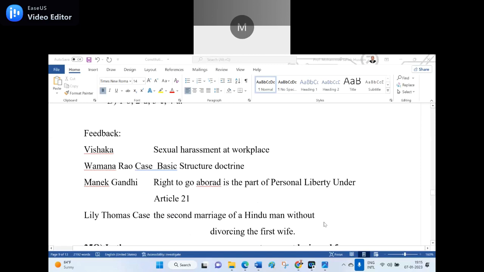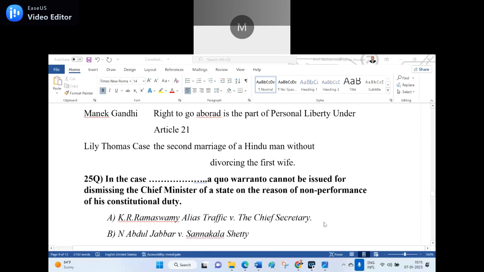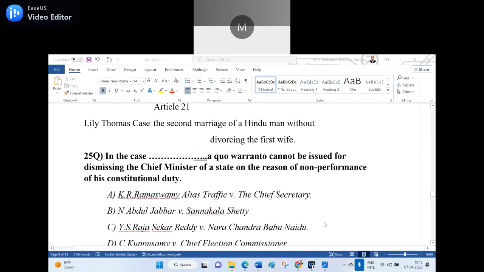Vishaka, sexual harassment at workplace. Vaman Rao case, basic structure doctrine. Menaka Gandhi case, right to go abroad, Article 21. Lily Thomas, you are not supposed to marry when your wife is alive. It leads to bigamy. What is the IPC section? 494. Is it 494 or 496? 494 only.